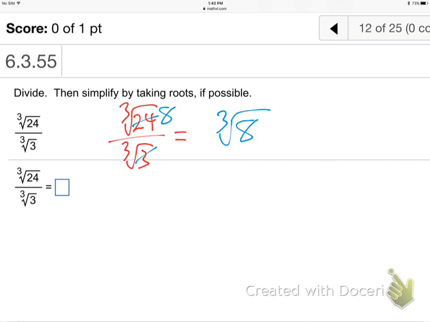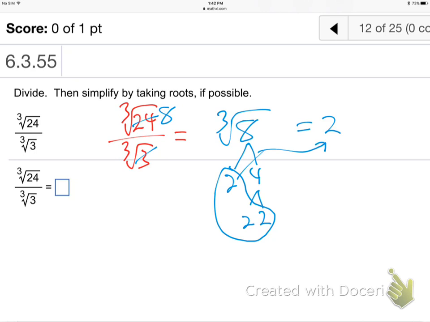8 breaks down into 2 times 2 times 2. Yeah, do one more step. One more step on that, right? Then you'll have it. So the answer's just 2. Everybody good? Everybody getting that? So 3 2's on the inside, 1 2 on the outside. Nothing left in that root, huh? So the root vanishes. Is that okay?